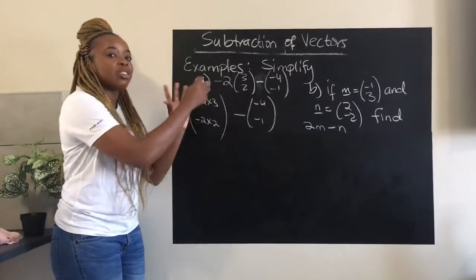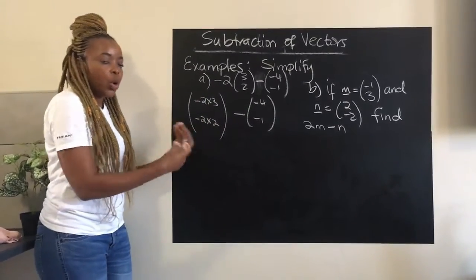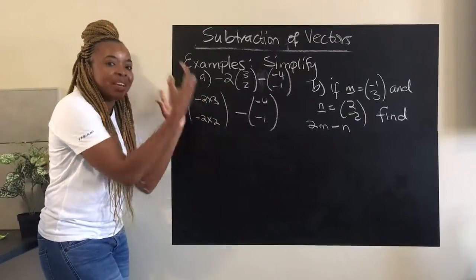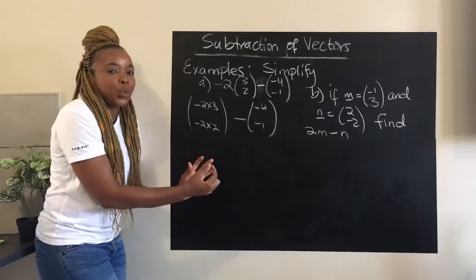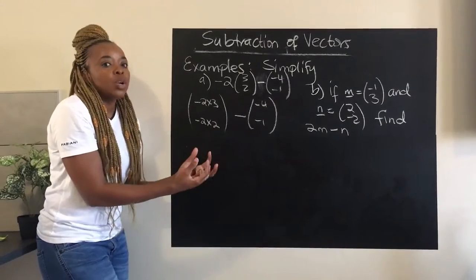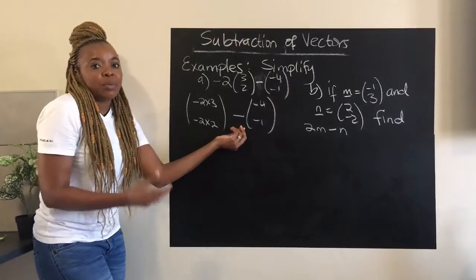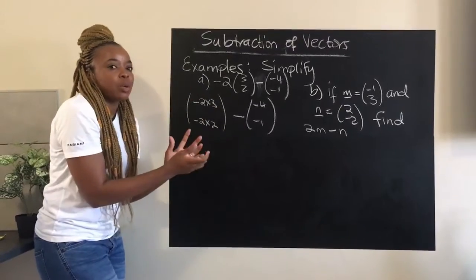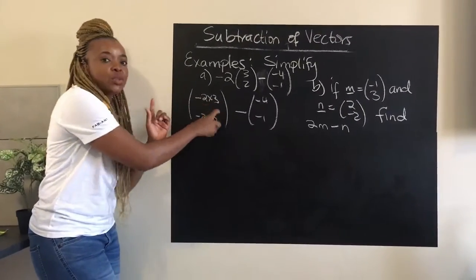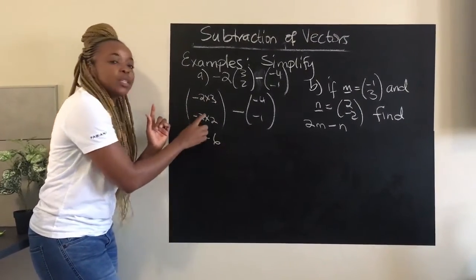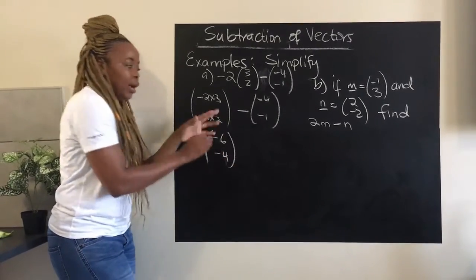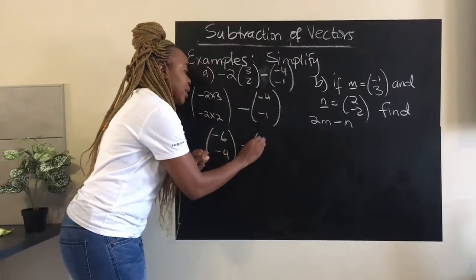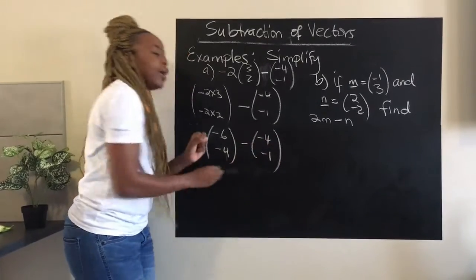I'm writing this out in every detail so that you see where. Remember, simplifying means I want to write this as a simple thing, until a point where I cannot do anything more. So I don't want to leave a minus there because I can subtract, but I want to have one single vector. So negative 2 times 3 is negative 6, negative 2 times 2 is negative 4. So that's my answer to that. Then I have minus, I'm just writing every step down here.